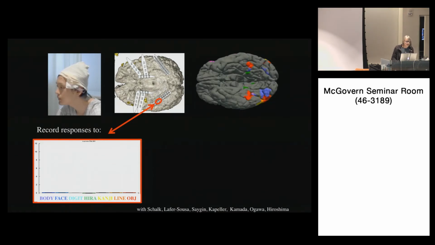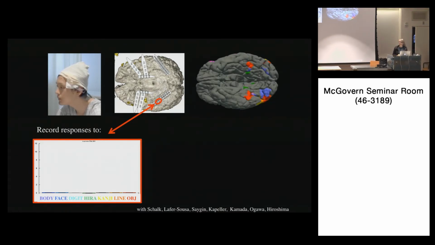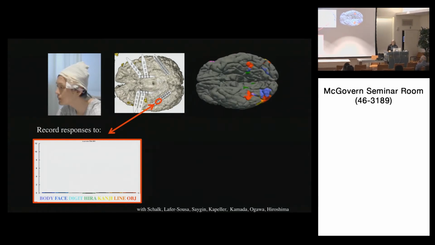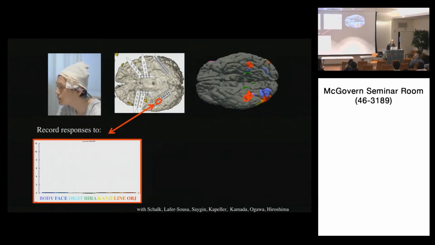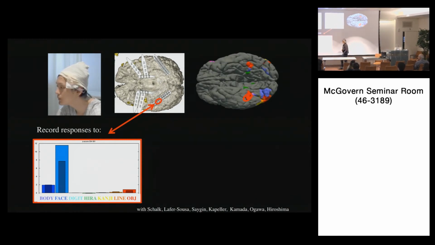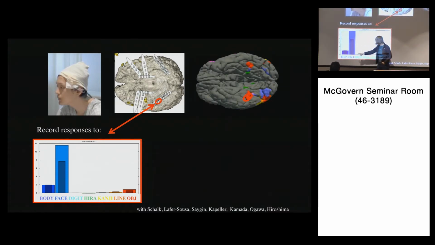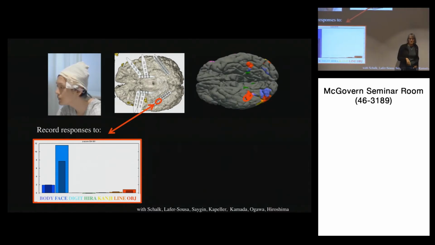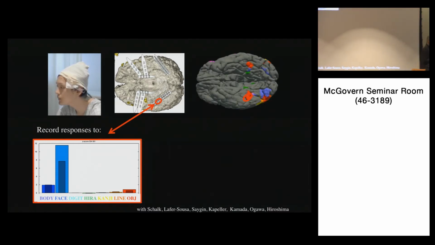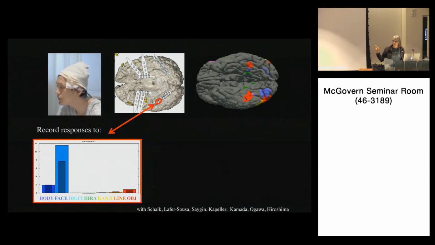Okay. And so we can ask, what happens to that electrode right there that I've circled in red, which looks like it should be right around in the face area? Well, this is what happens. A humongous response to faces, a teeny tiny response to bodies and body parts, and pretty much no response to anything else.